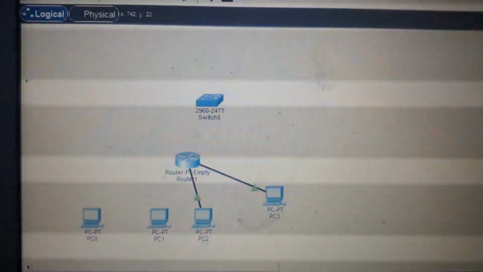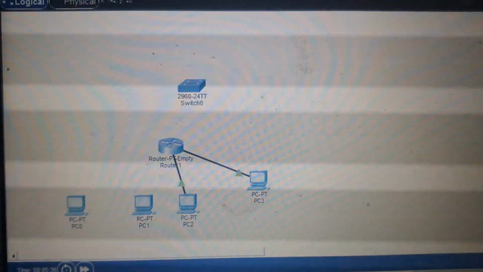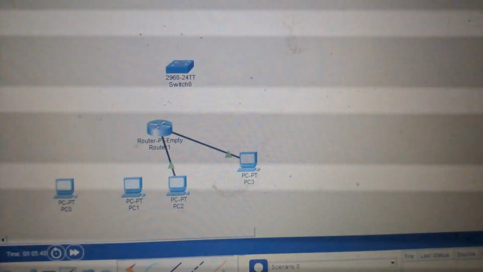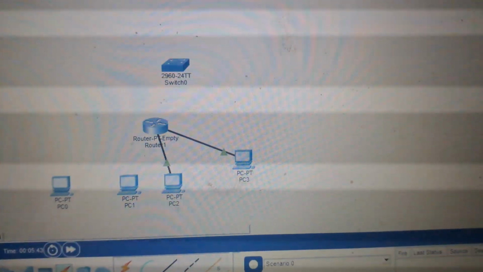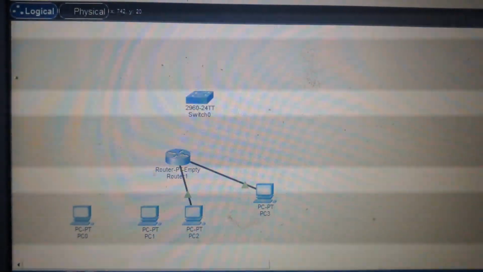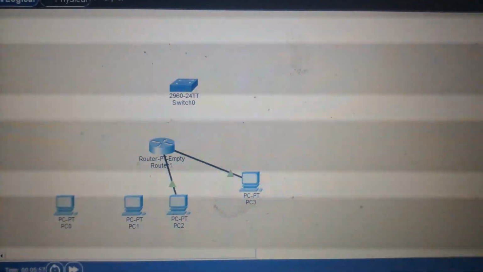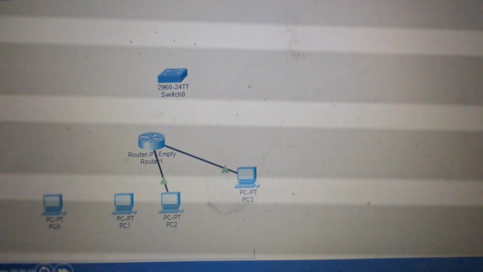The trunk purpose is VLAN trunking, and a trunk port uses layer 2 for switch to switch or switch to router. Tagged Ethernet, 802.1Q. That was just a whole bunch of learning right there.